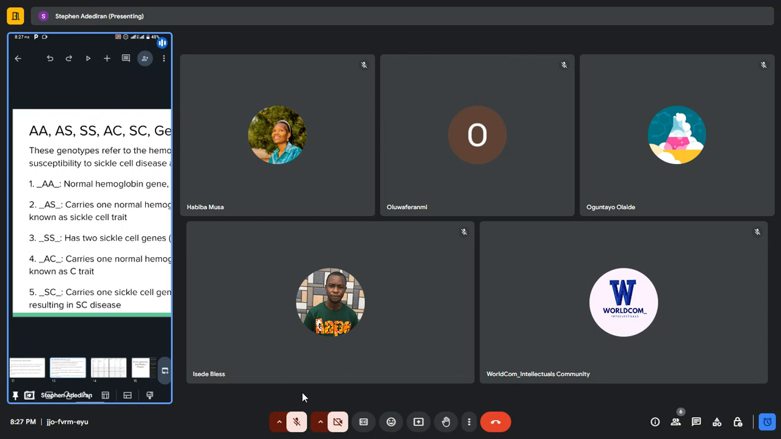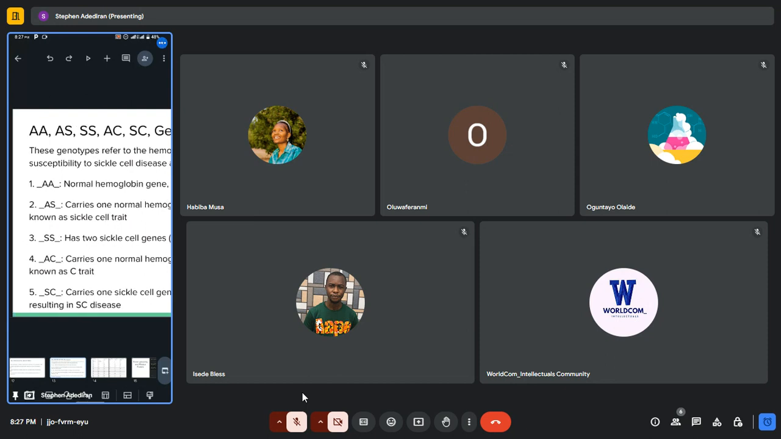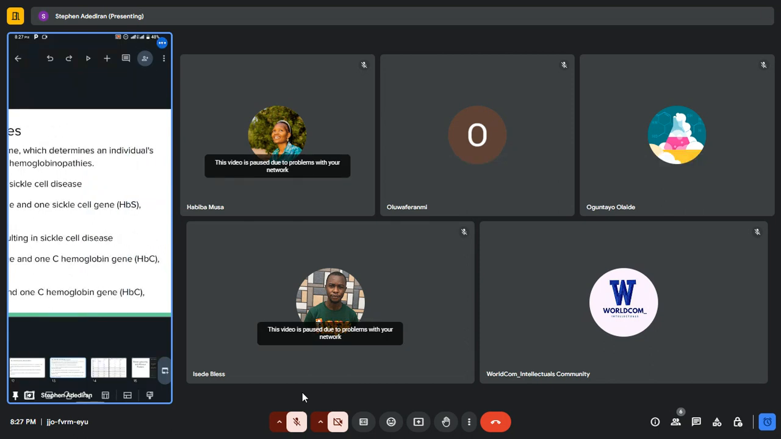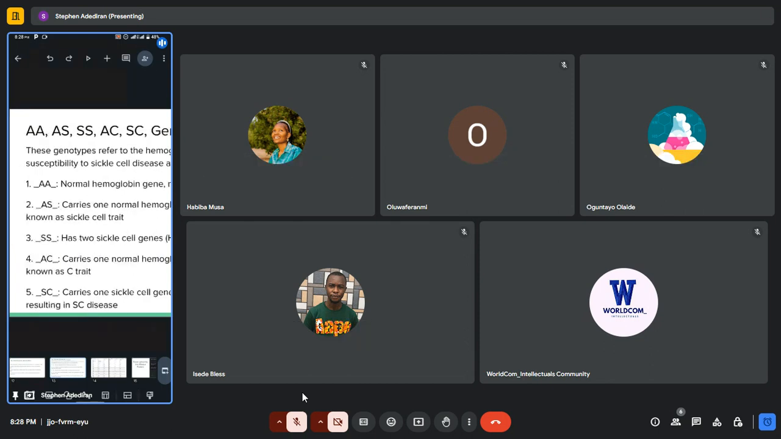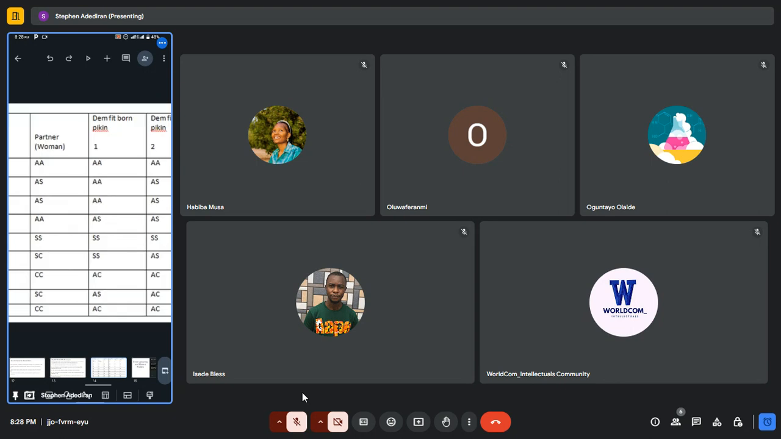Now for the SC, this number 5, the SC is extremely more dangerous than the AC. Extremely. The S there is the sickle cell gene. The other one is the C hemoglobin gene. Are you getting it? C hemoglobin. So the SC disease is extremely terrible and deadly. Some of them might not even be partially blind, but fully blind. They will still be experiencing the pains of the sickle cell patient. So it's extremely deadly. Now I'll be moving to the next one.